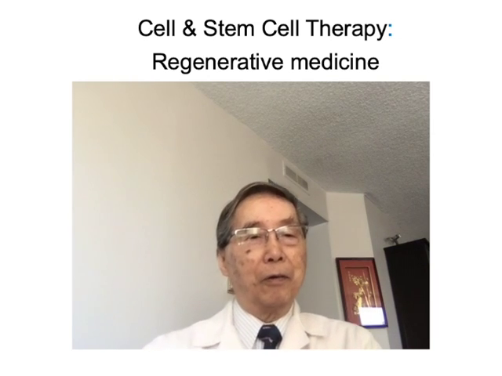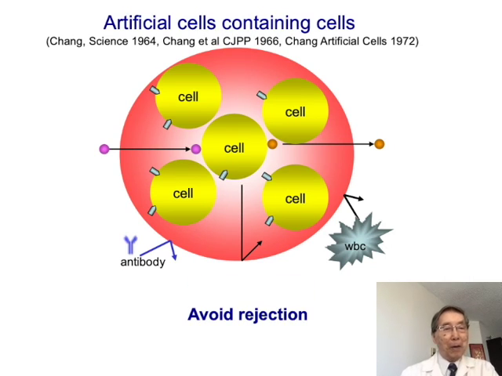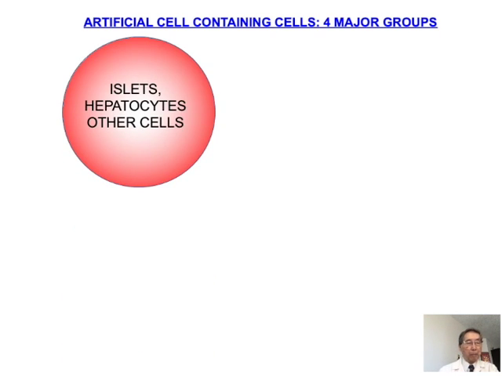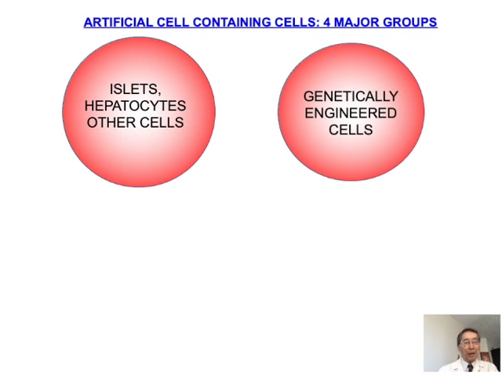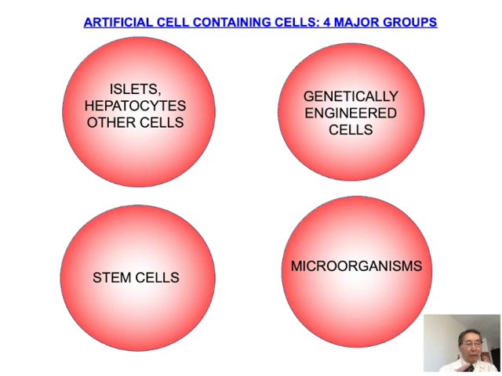Let's look at cell and stem cell therapy and regenerative medicine. Cells inside an artificial cell are excluded from outside immunological cells or antibodies and therefore can avoid rejection. Artificial cells containing cells now have four major groups of exploration: cells and tissue from the body, genetically engineered cells, microorganisms, and stem cells.